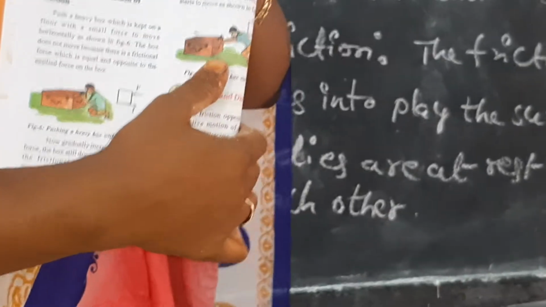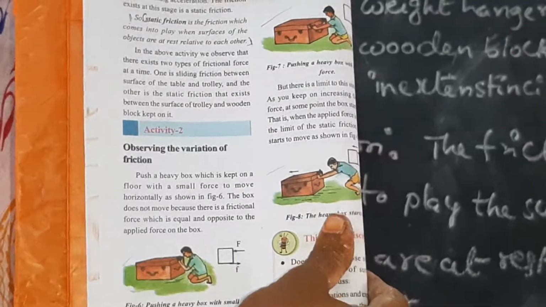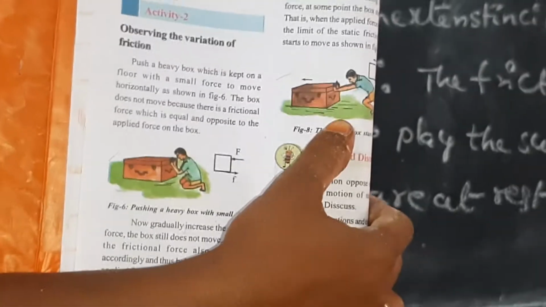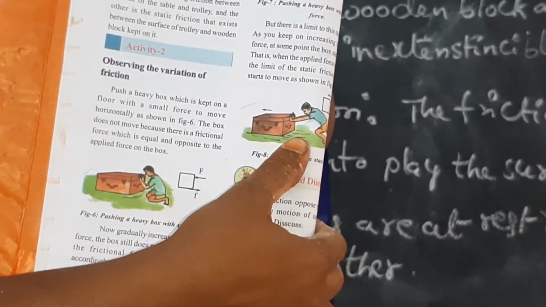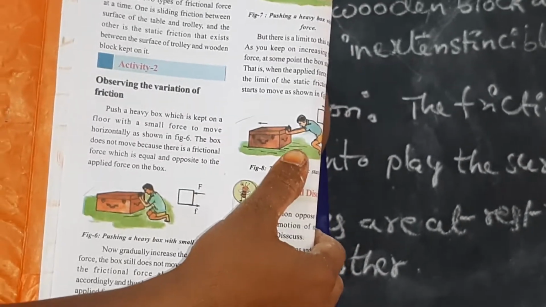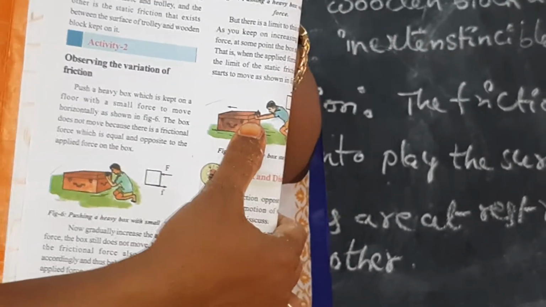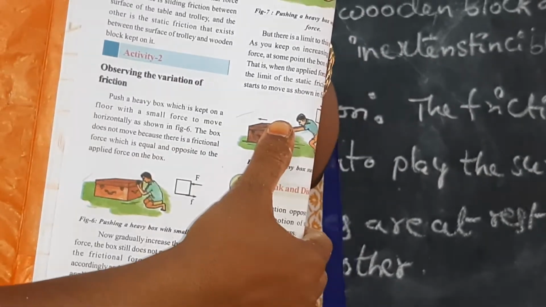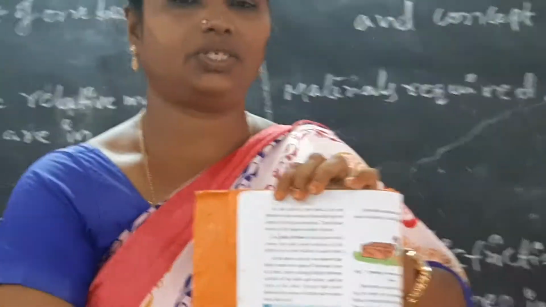In the third picture, there exists a limit of static friction. Here the applied force is more than the static friction. So the heavy box starts to move. This is the variation of friction.